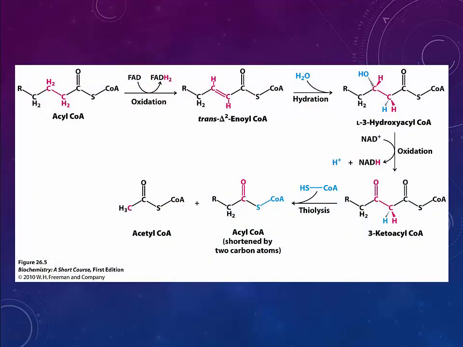Here is the beta oxidation pathway. It looks complicated, but it really isn't. Overall, we're going to use 4 enzymes to reduce an acyl-CoA by 2 carbons and make an acetyl-CoA and an acyl-CoA that is 2 carbons shorter. This process is iterated until the fatty acid is completely degraded to acetyl-CoA.